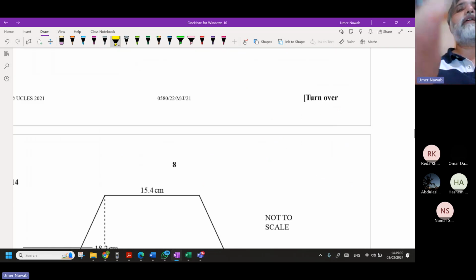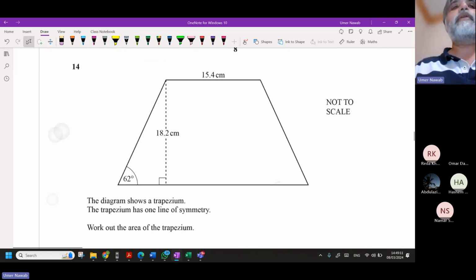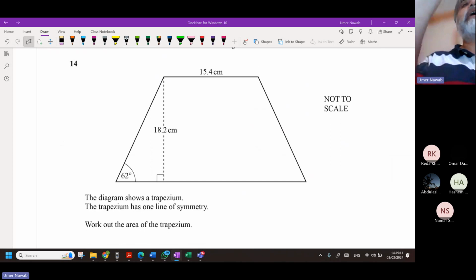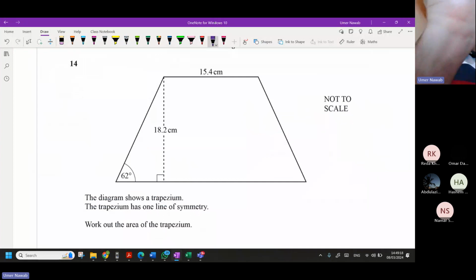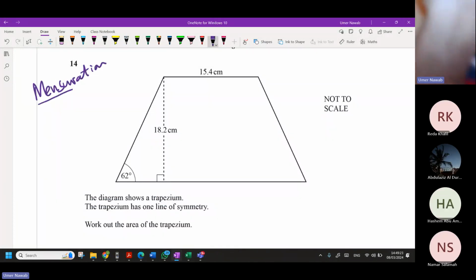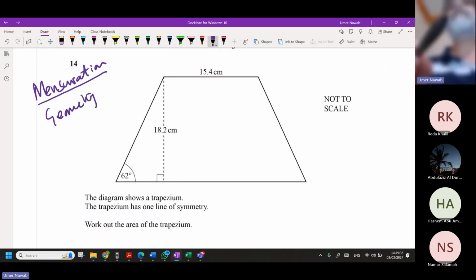Now the next question, guys. I can see a trapezium in front of me, so it looks like the question is related to geometry and mensuration. This is the first time a question on mensuration came. Mensuration means when you want to find area, volume, perimeter, surface area. But somehow it is also related to geometry, because if an examiner asks about lines of symmetry or something like that, this is geometry. So this question is a mixture of mensuration and geometry.